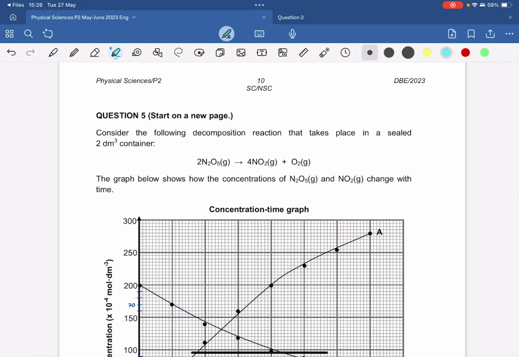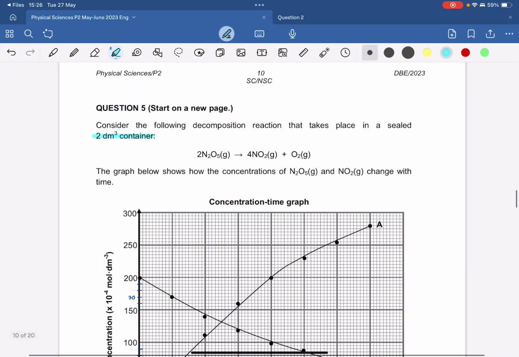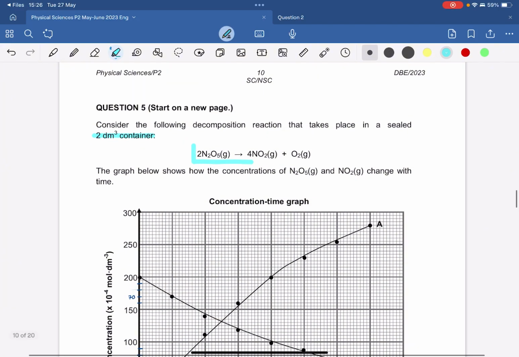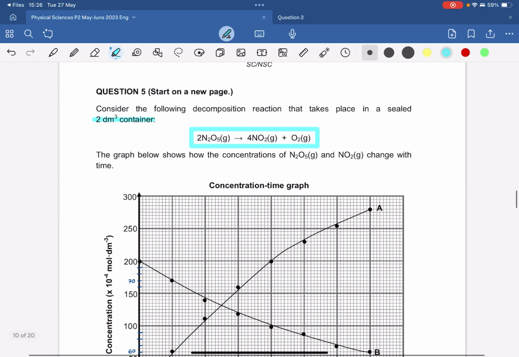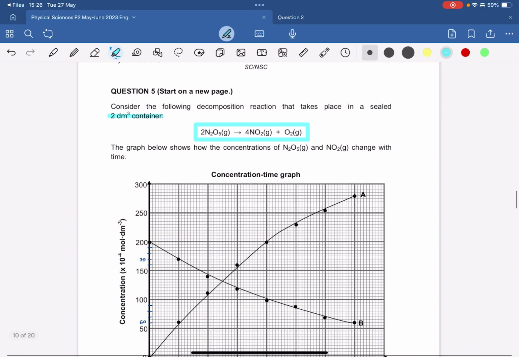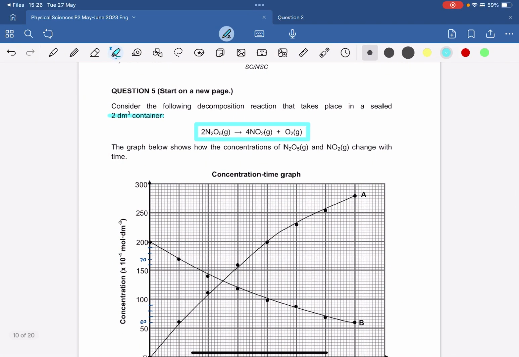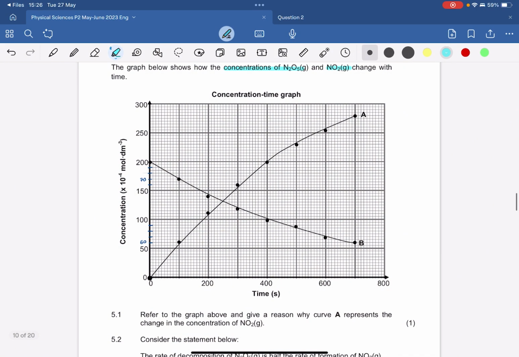Consider the following decomposition reaction that takes place in a sealed 2 decimeter cube container. We've got the chemical equation written for us there, and we can see that it's balanced. And then we're further on told that the graph below shows how the concentration of N2O5 gas and NO2 gas change with time.